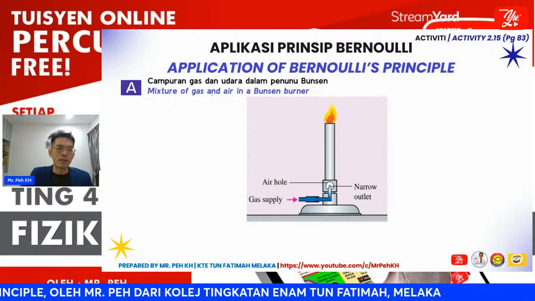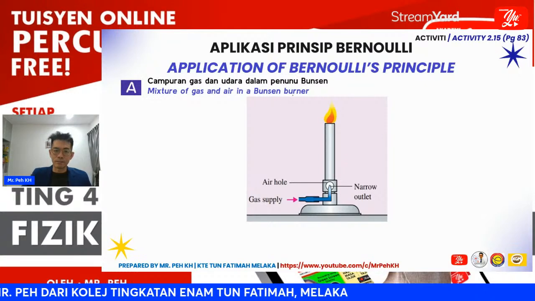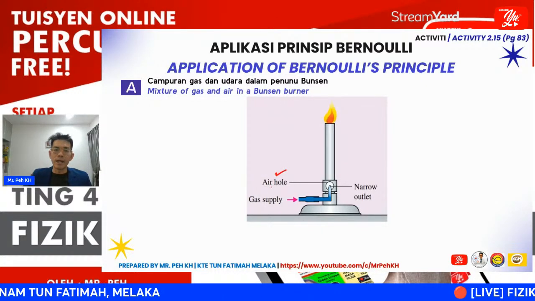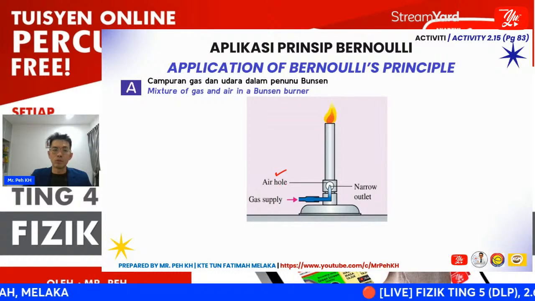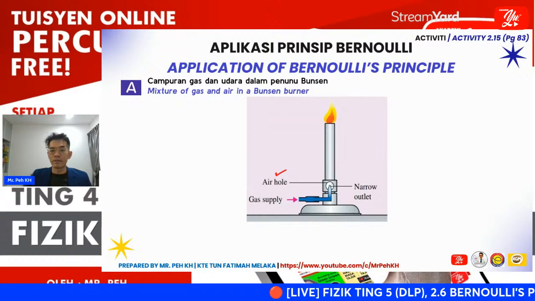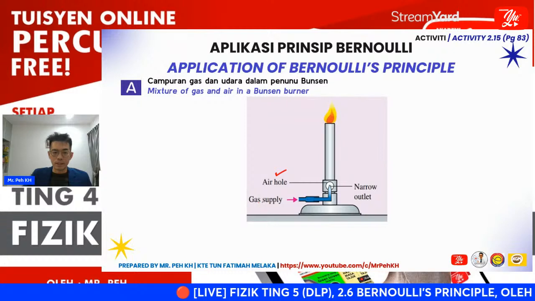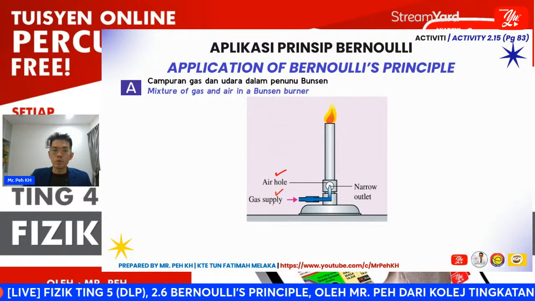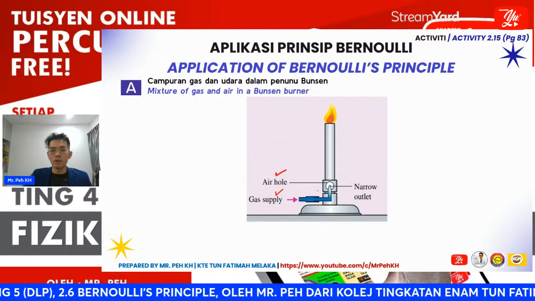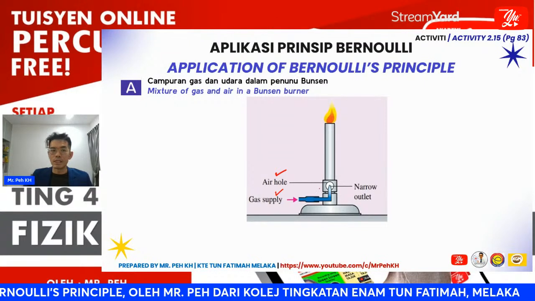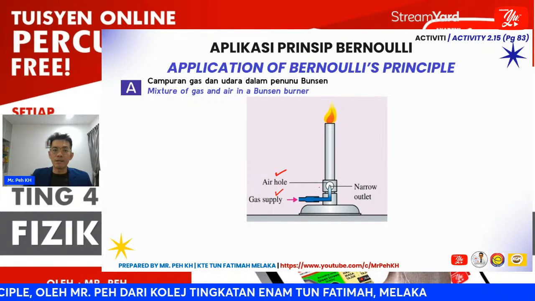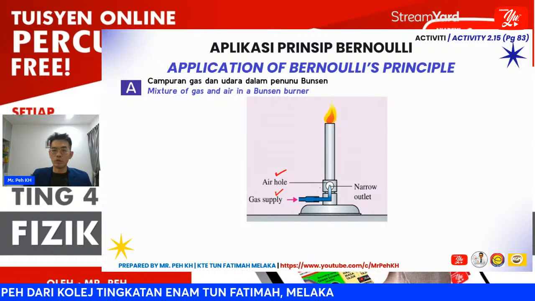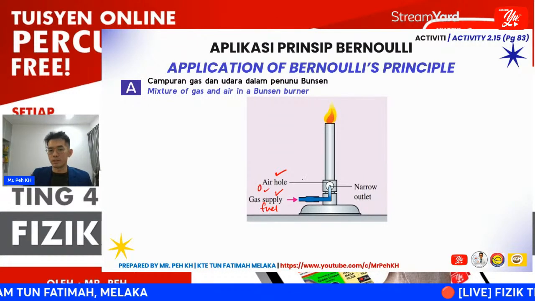The first one is making sure the gas and the air mix in the Bunsen burner. So here you can see we have 2 holes. The air hole is responsible for allowing the air to enter the Bunsen burner. The second will be the gas supply, which is the fuel for burning. So how can we increase the efficiency of the gas and air mixing together in the Bunsen burner? We know that the fuel needs oxygen for combustion.